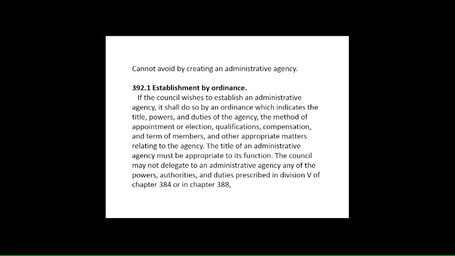Now, sometimes we find people trying to avoid establishing a municipal utility by going to the administrative portion of the code, 392. Just point out the last portion of 392.1, the last sentence in that section says that you can't create an administrative agency to function as a municipal utility. So you are going to have to make a municipal utility the way municipal utilities are supposed to function, and that is under Chapter 388, Chapter 362, Chapter 364, and some others.